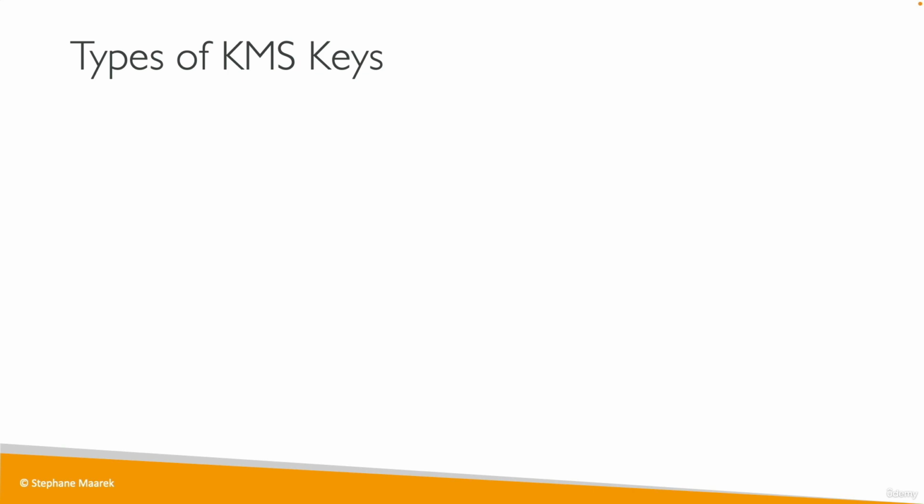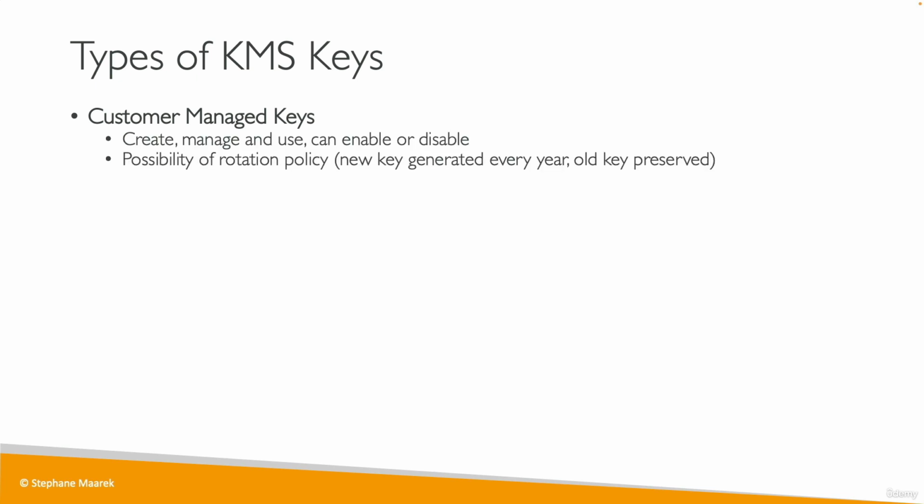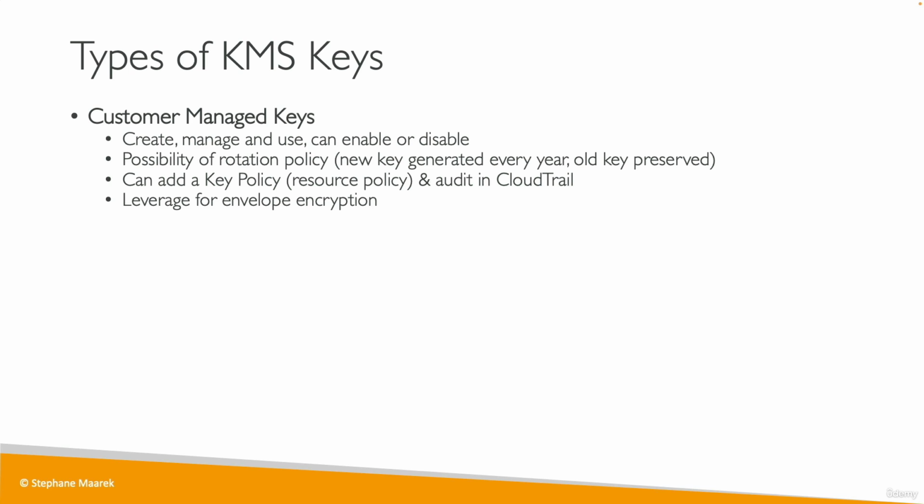Now you have different types of KMS keys. The first type is a customer managed key. And this is a key you create directly in KMS, so you can create, manage, and use them. You can enable, disable them. You can enable a rotation policy to rotate the key every year, while the old key is still preserved, of course. And you can add a key policy, which is a resource policy for KMS keys, and you can audit the key usage in CloudTrail. This is the kind of key you will leverage for envelope encryption. So these are the kind of keys that you manage yourself. Therefore, they're called customer managed keys.